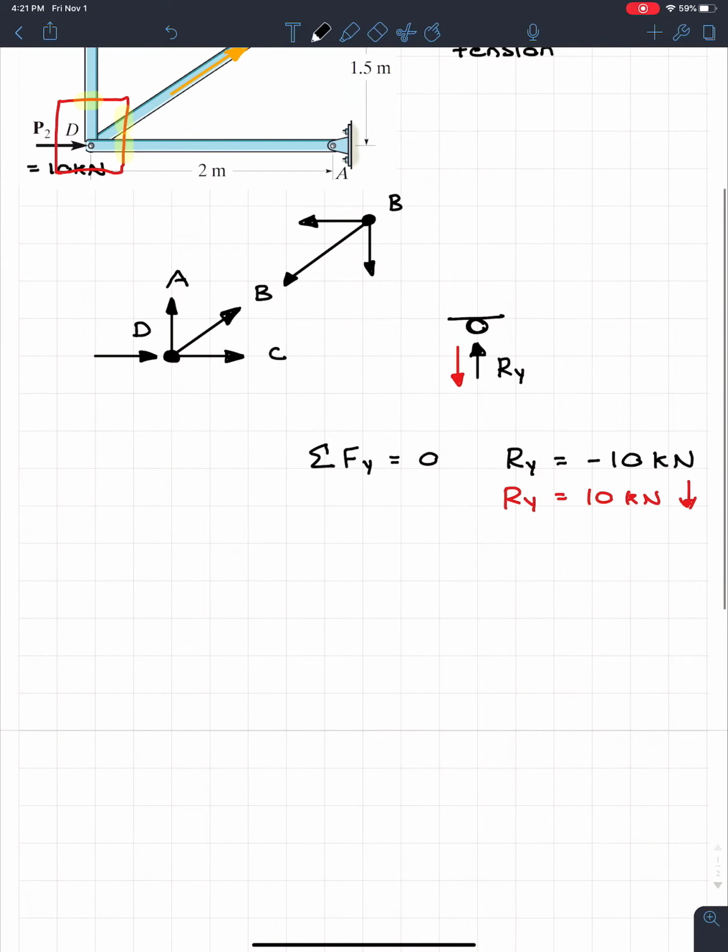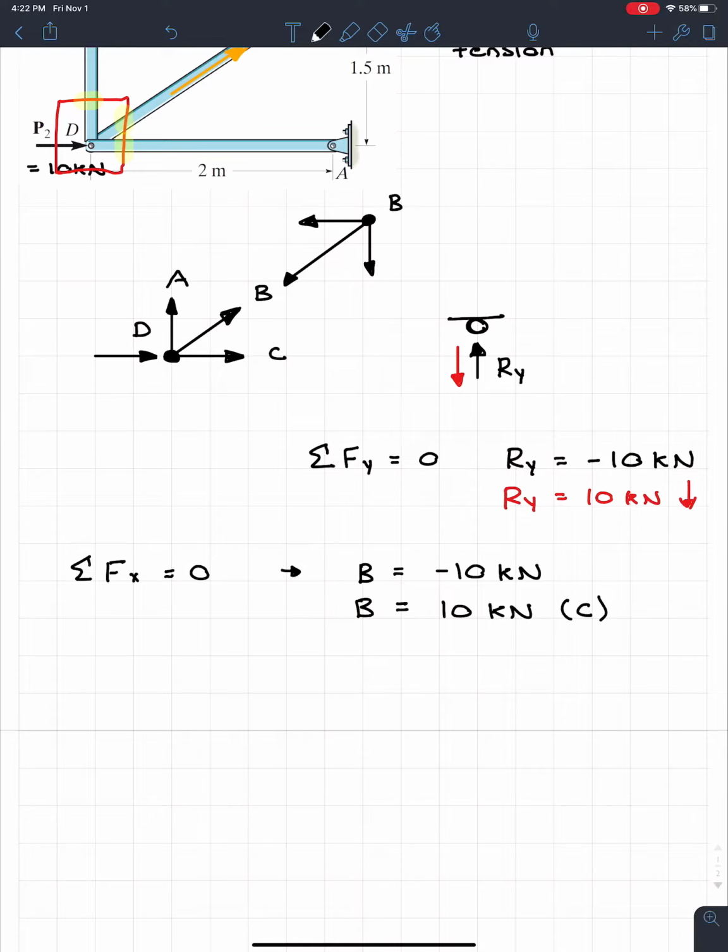But here's what's going to happen. Let's say that we're analyzing joint D, and I go sum of the forces in X, it doesn't matter which one, is equal to 0, so I do some sort of equilibrium, and I find that B is equal to negative 10 kilonewtons. Well, here's the thing about my sign convention. I assumed that B was positive, but I got a negative answer. So what that means is B is actually in compression. So my answer will be 10 kilonewtons, and I had to put a C for compression. So this would be my answer.